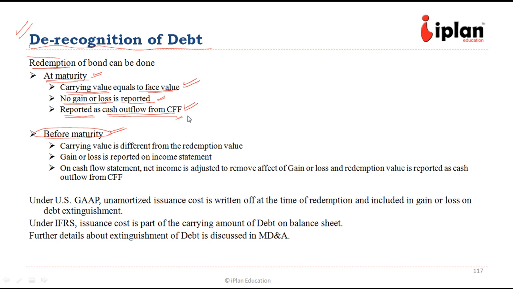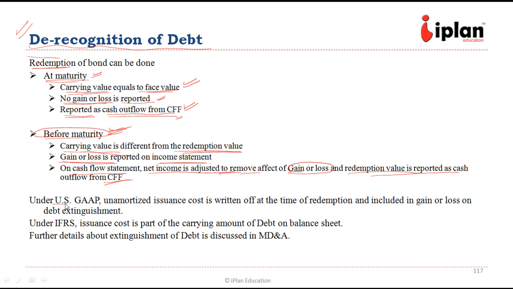Now let us look at the case when the bond is redeemed before maturity. In that case, the carrying value is going to be different from the redemption value. So there has to be a gain or loss which is to be reported in the income statement. And on the cash flow statement, the net income is going to be adjusted to remove the effect of gain or loss, and the redemption value is reported as cash flow from financing activity.